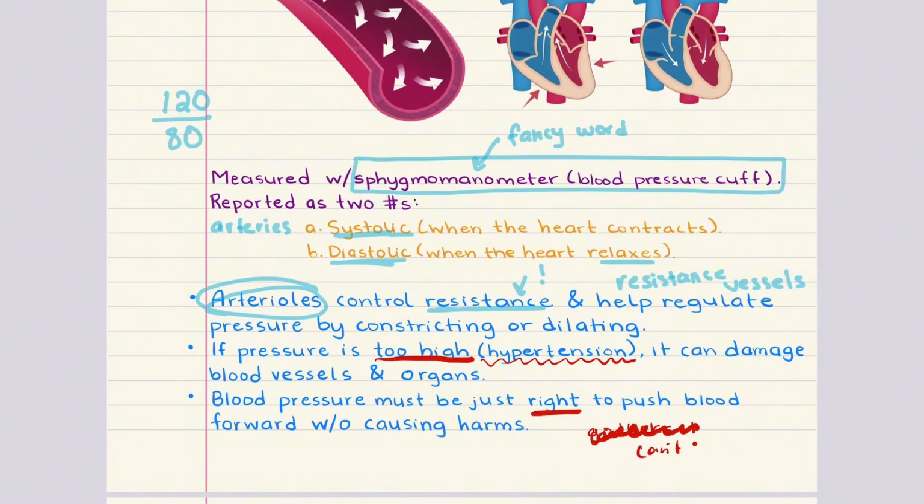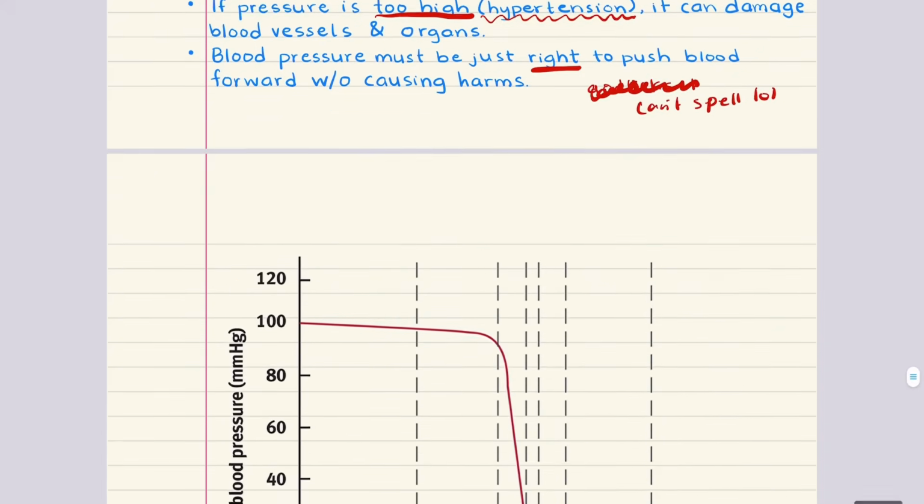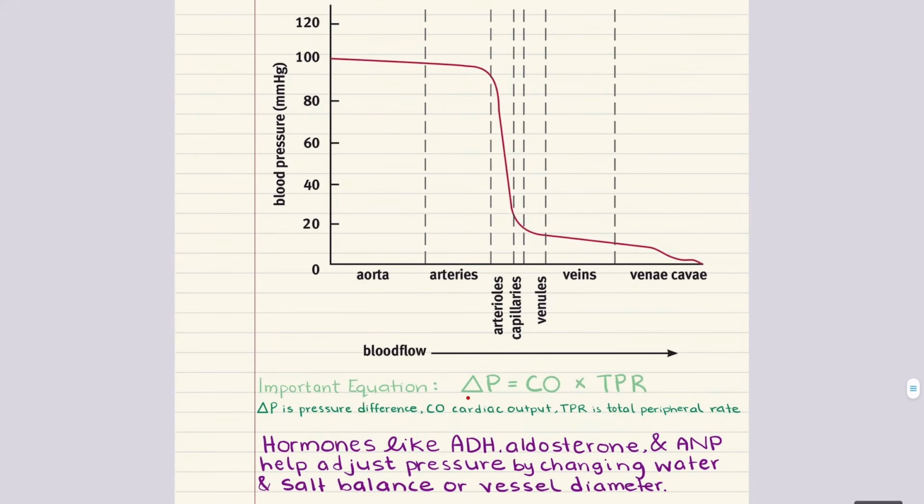Now let's connect this concept to a key equation that describes how blood pressure is controlled. The equation is delta P equals CO, which is cardiac output, times TPR, which is total peripheral resistance. In other words, the pressure difference across the circulation equals how much blood the heart is pumping multiplied by how much resistance the vessels are providing. Now, if either cardiac output or resistance increases, then pressure goes up. If they decrease, then pressure goes down.